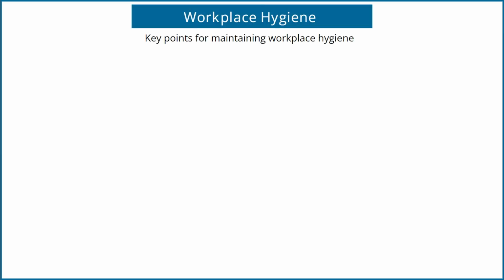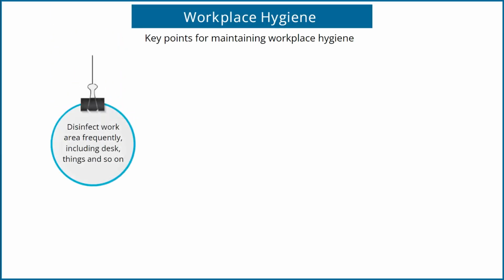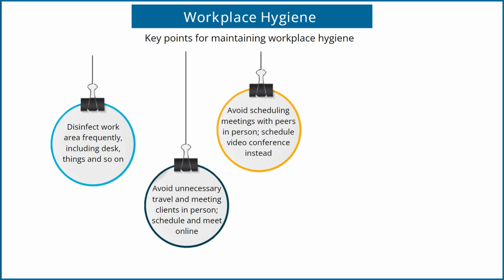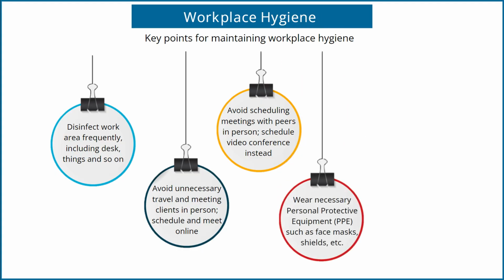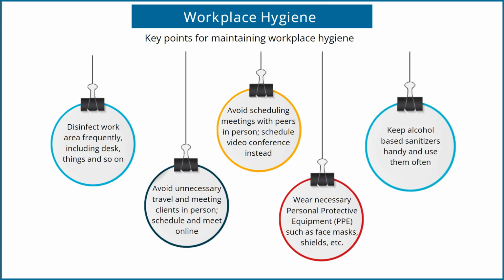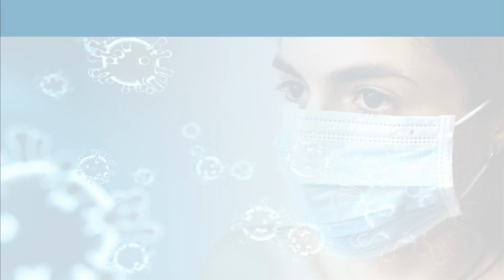Some key points for maintaining workplace hygiene are: disinfect work area frequently, including desk, things and so on. Avoid unnecessary travel and meeting clients in person, schedule and meet online. Avoid scheduling meetings with peers in person, schedule video conference instead. Wear necessary personal protective equipment, or PPE, such as face masks and shields. Keep alcohol-based sanitizers handy and use them often.